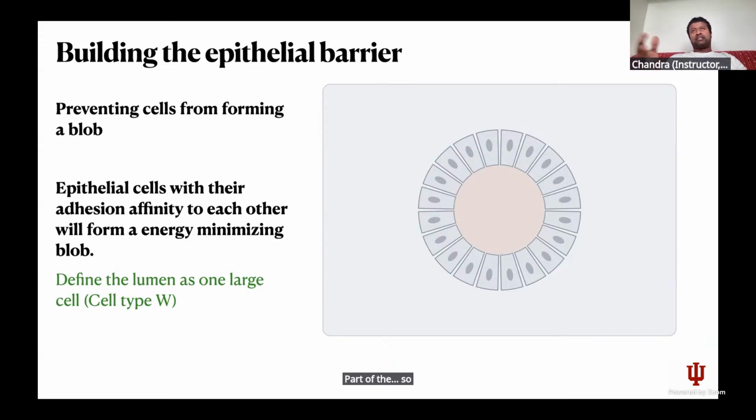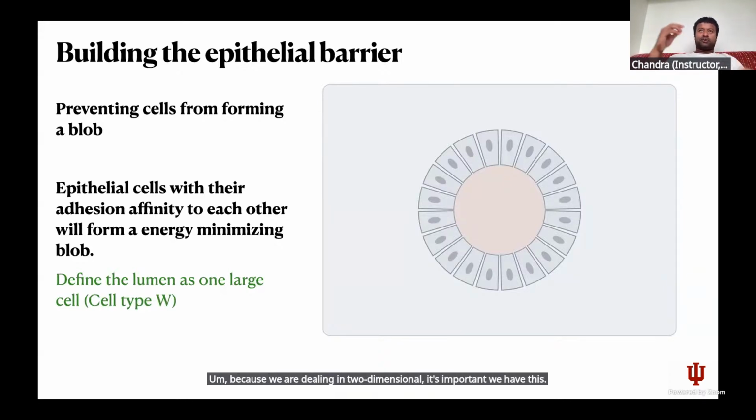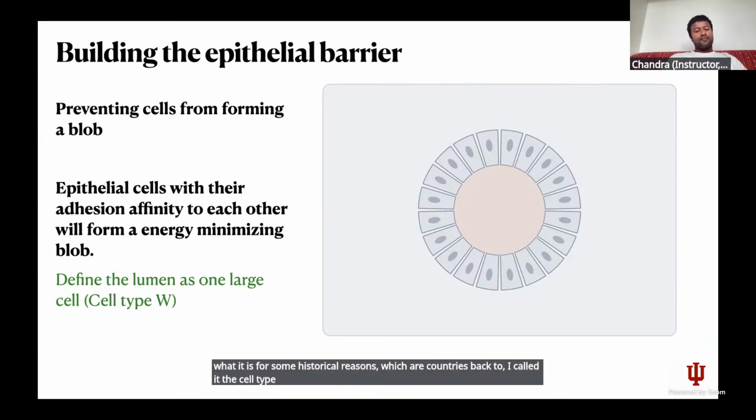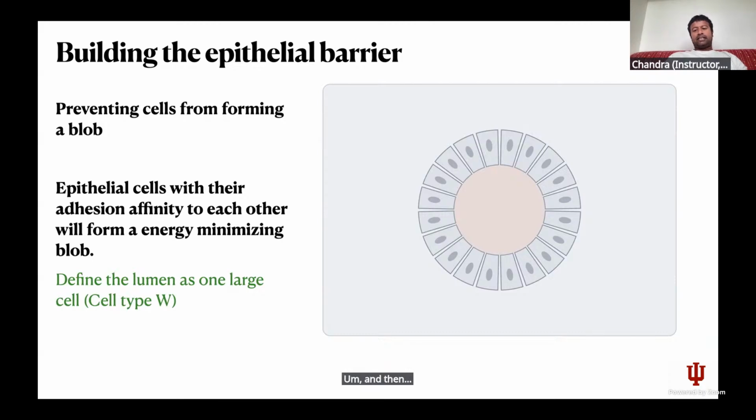So this has to be dealt with, because we are dealing in two dimensions, and it's important we have this system so that we can study what we want to study. So one way was to add and define the lumen in the ring itself as a cell type. For some historical reasons which I can't trace back, I called it the cell type W in the code. And that, in a way, prevents cells from collapsing.